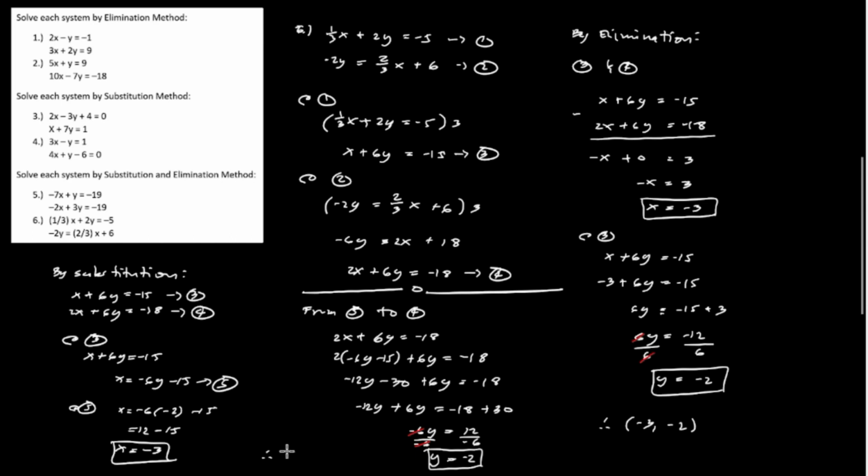And therefore, x is negative 3 and y is negative 2, which is the same value as the elimination method. And these are the solutions for the substitution and elimination methods.